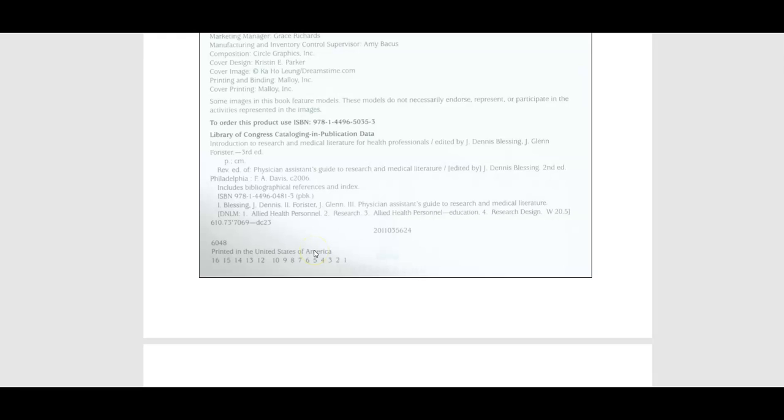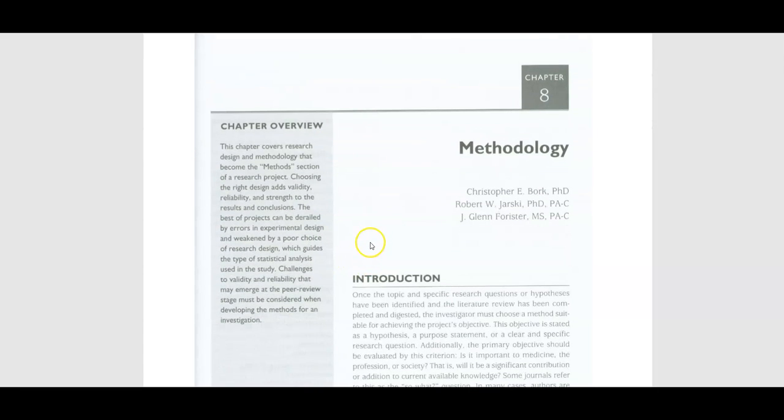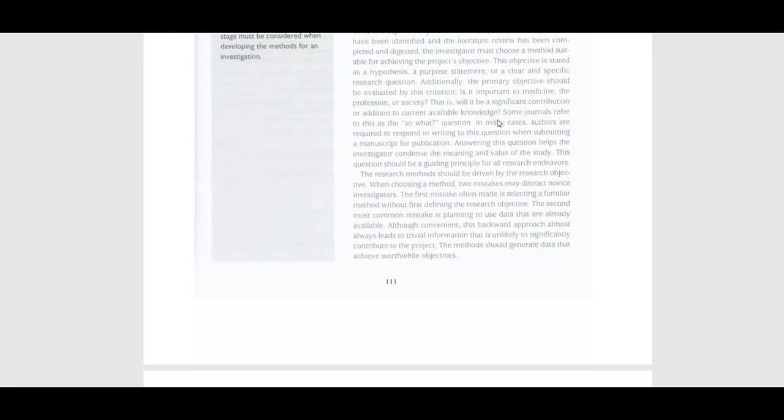If we were to cite just the book, that's the information we would need to cite it. However, in my research, I only reference one chapter, Chapter 8, called Methodology. When we look at that first page in that chapter, we find that there are authors who wrote this chapter: Christopher E. Bork, Robert W. Jarsky, and J. Glenn Forrester.